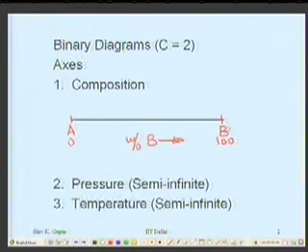Now I have a composition variable for every phase. That's how you count it, P into C minus 1. Composition of the phase 1 need not be same as composition of the phase 2, need not be same as composition of the phase 3. What was the situation in a unary component? In a unary diagram, we had all phases having the same composition, same component, right?